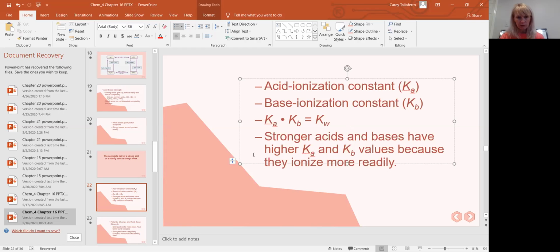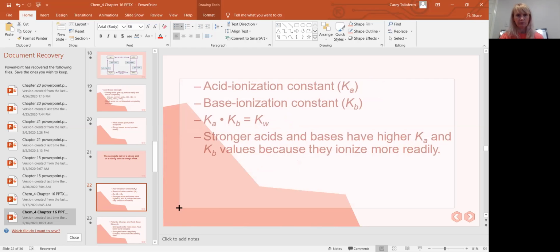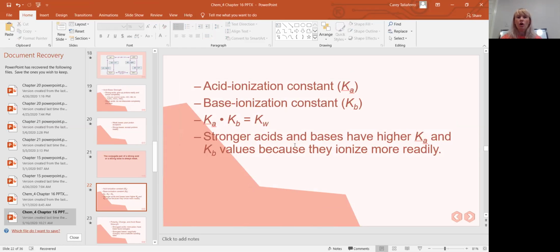So let me expand this just a little bit so it's not so jumbled. So stronger acids and bases have higher Kas or Kbs. So like HCl has a very strong Ka, and that means that it completely dissociates in water, and that equilibrium is shifted all the way to the right. So it has a very high Ka, with a value way above 1.